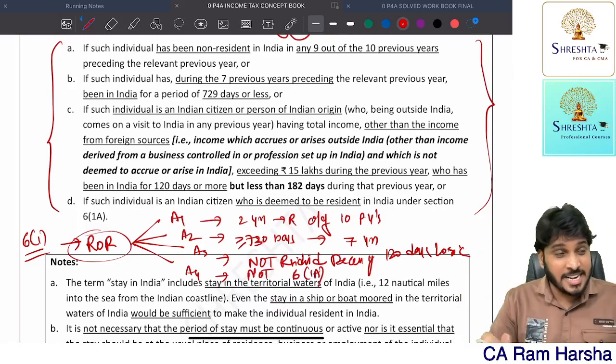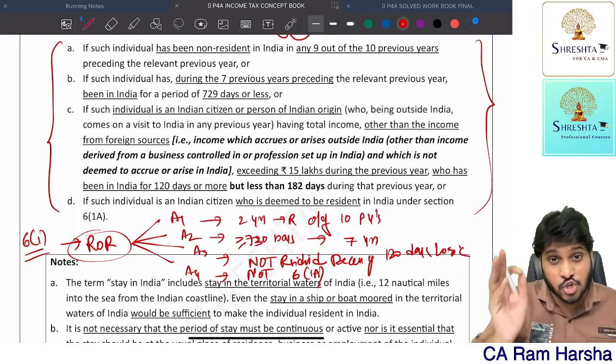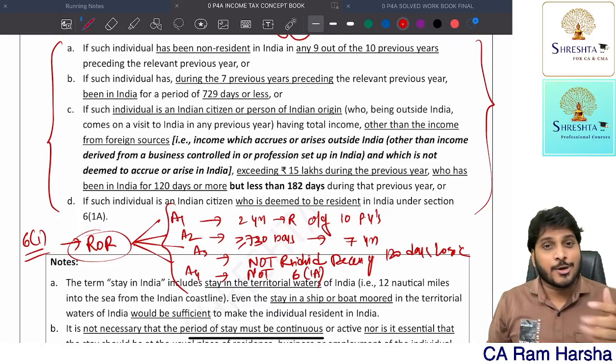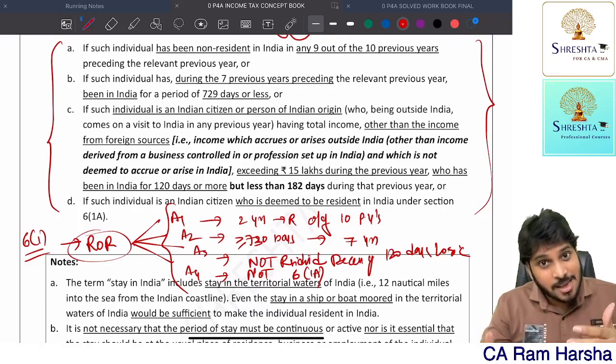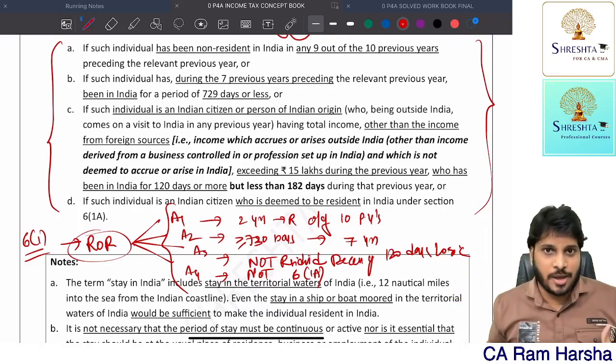He has been in India for 730 days or more in the past 7 years. He has been a resident for 2 years out of the past 10 years. If all these 4 conditions are satisfied, then he is resident and ordinarily resident. The same I drafted in a negative way, in a different and easier way.